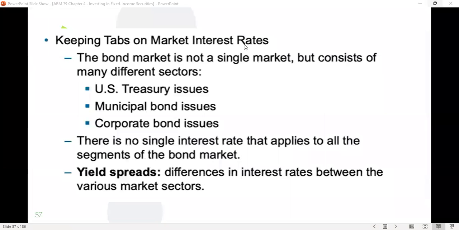So, keeping tabs on market interest rates. A bond market is not a single market, but consists of many different sectors. Not just one. We have, let's say, Philippine treasury issues, municipal bond issues, and corporate bond issues. We discussed them earlier. So there is no single interest rate that applies to all the segments of the bond market. Yield spread, because we already have two different rates between the various sectors.